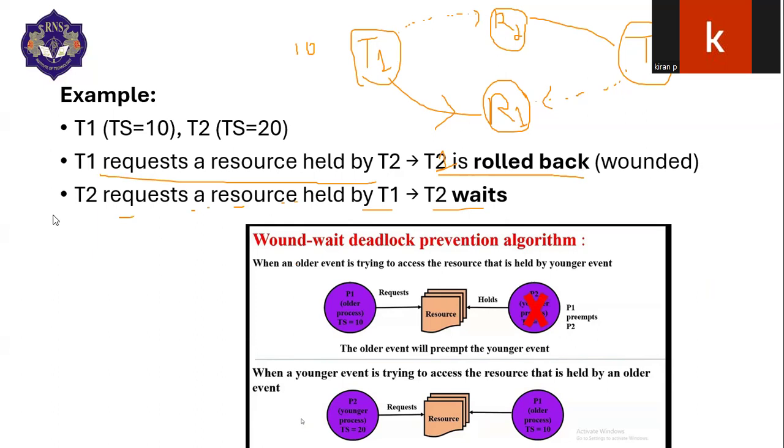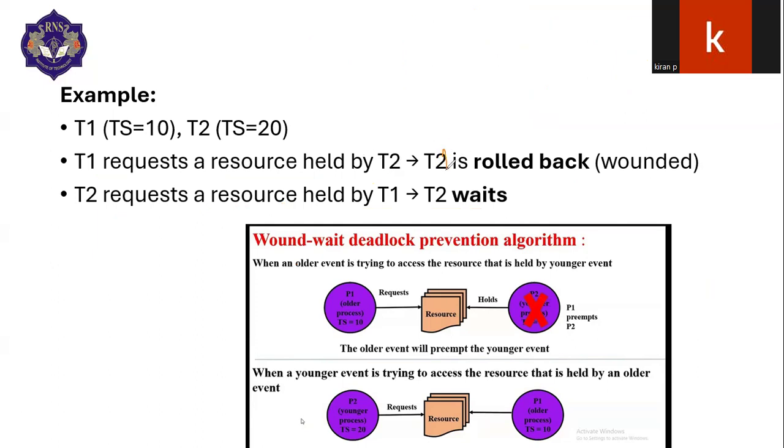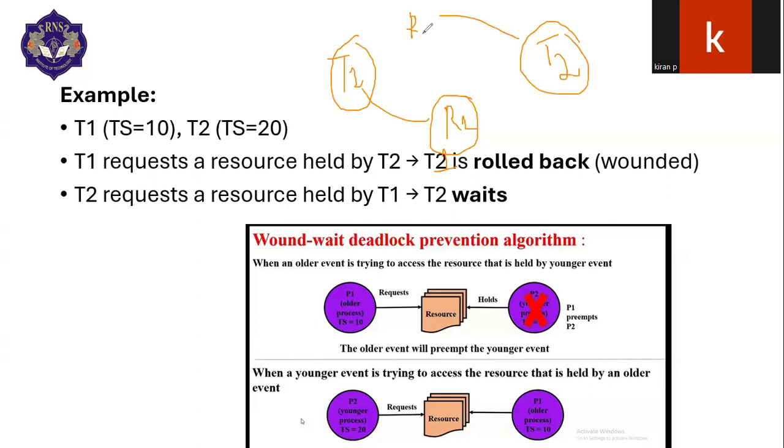I'll just try to repeat it once again. Let me clear it. There's a small change. T1 is rolled back, it is not T2. So T1 is actually holding resource R1. T2 is actually holding resource R2. Now T1 will request R2. R2 is actually held by transaction T2, but T1 was started at 10 o'clock.